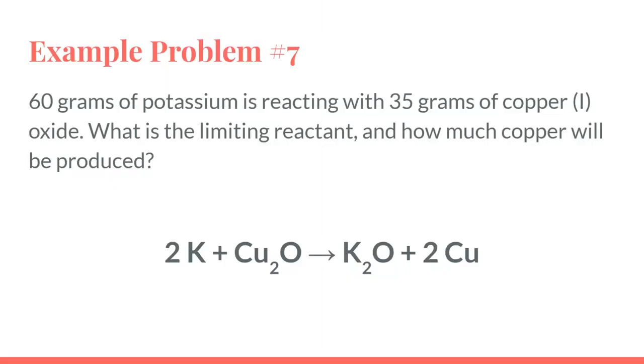This is the equation that you should have gotten out. We have 2 moles of potassium reacting with Cu2O. Remember that you need to crisscross those charges, forming K2O, again crisscrossing those charges, plus 2 moles of copper. If you did not get this, please try it again, and if you're still not understanding how this equation got to be the way it was, please ask someone around you.